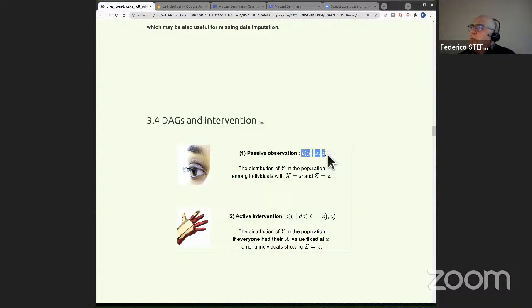So this conditional distribution refers to a population, but when we condition on x and z, we are restricting our attention to a subset of the population. I'm just observing a system, a process, and this is quite a different activity from active intervention. And so Judea Pearl proposed to distinguish the manipulation, the intervention on the system, using do x equal to small x in the conditioning part of this formula. So here the distribution of y in the population is of interest if everyone had their x value fixed as small x among individuals showing z equal to small z. And so we understand that these two conditional distributions may or may not be the same. This is the point.